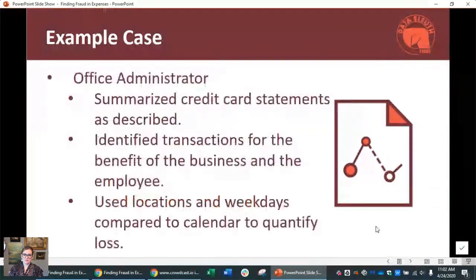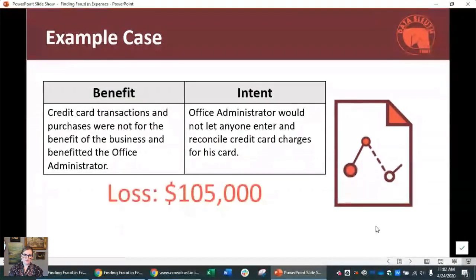We also had an office administrator who was using the credit card for legitimate expenses and also not legitimate expenses. And the way that we helped reconcile that, going back to the beginning, we looked at who benefited. So did the business benefit from this expense, or was this a personal expense? And that's how we distinguish between the two. We did that using the locations and also the weekdays to look at when these transactions were taking place. She wasn't supposed to work on Saturdays or Sundays. She should have been in the office this day, but instead she was traveling, those types of things, and that helped us quantify. We found about $105,000.